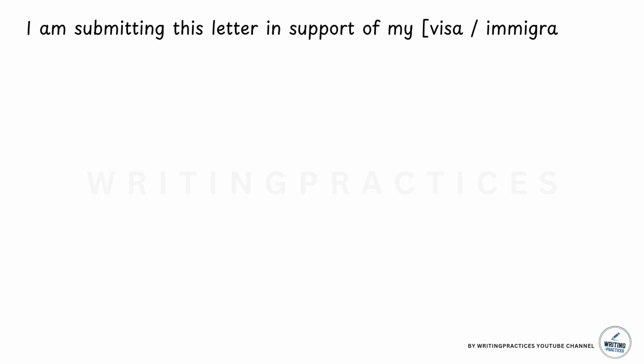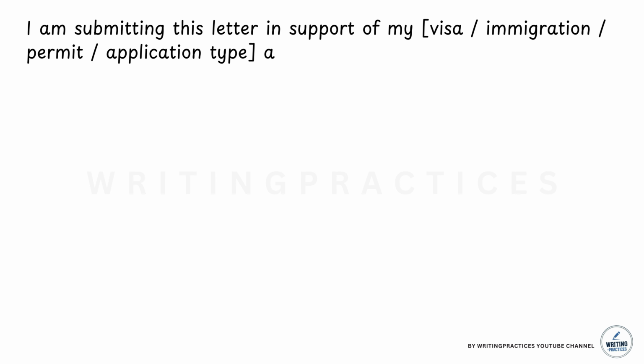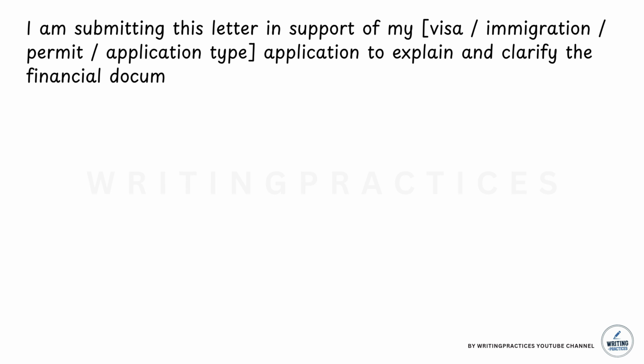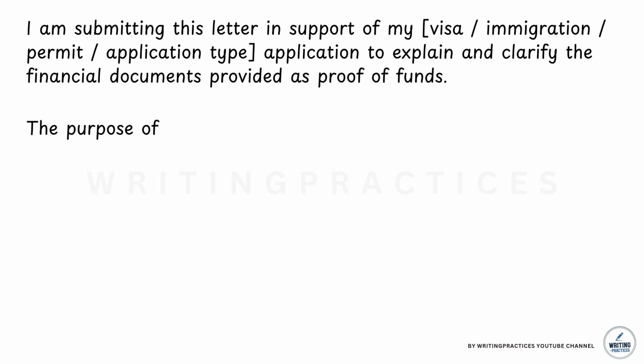Opening paragraph. Now begin by explaining why you are submitting the letter. For example, I am submitting this letter in support of my Canada Study Permit application to explain and clarify the financial documents provided as proof of funds. This opening immediately establishes the purpose of the letter and informs the officer that the following information relates to your financial evidence.